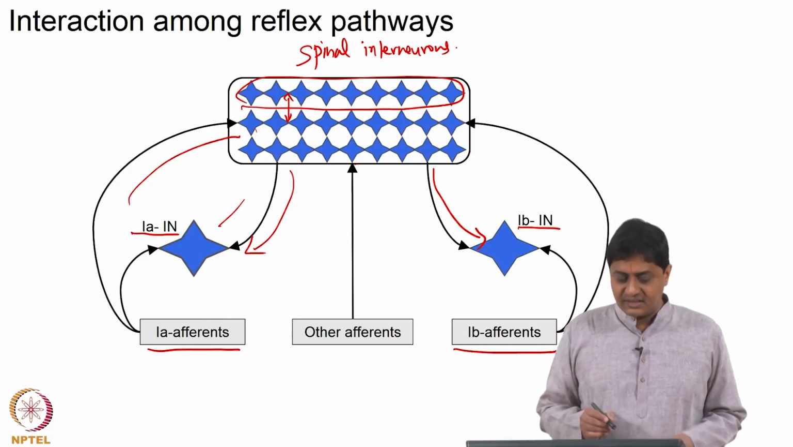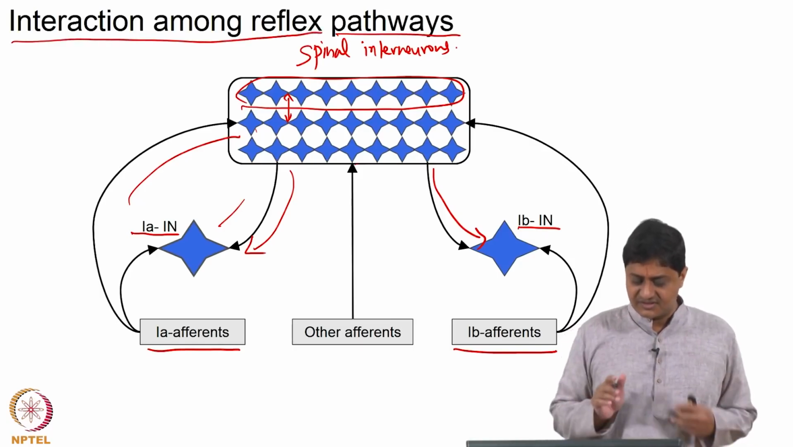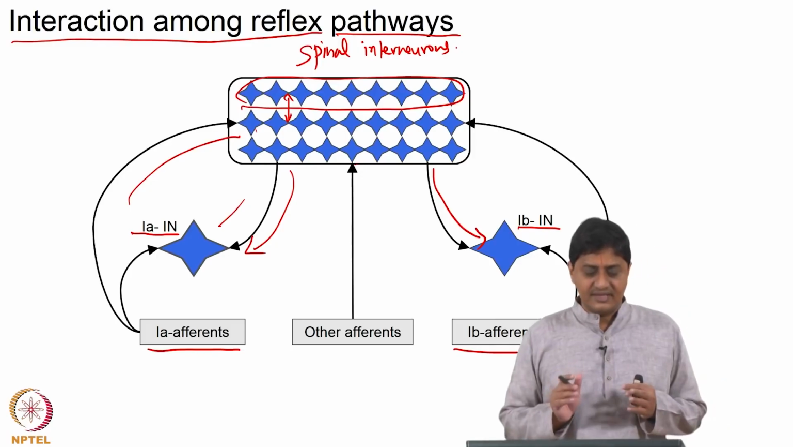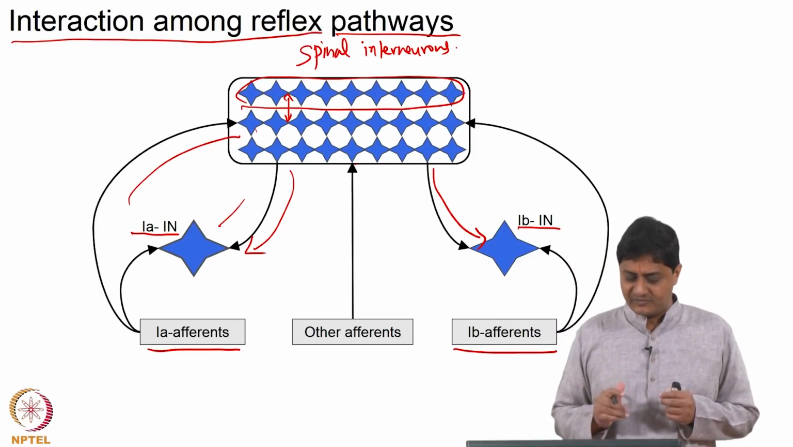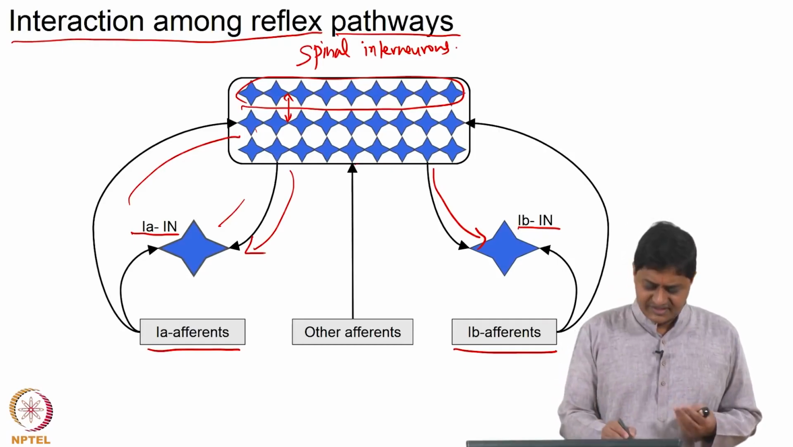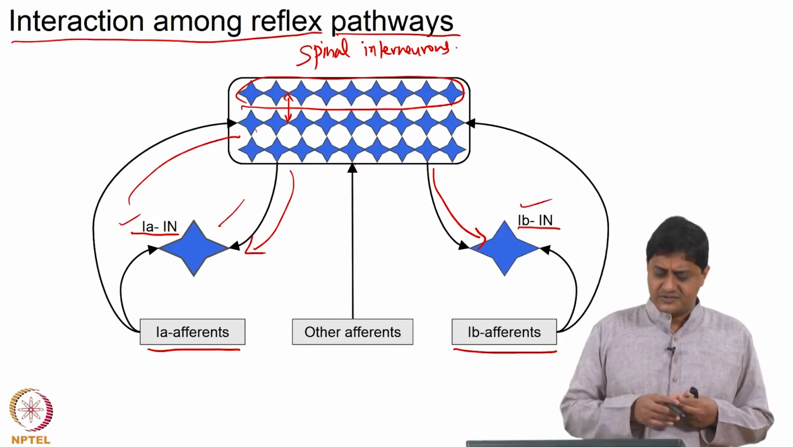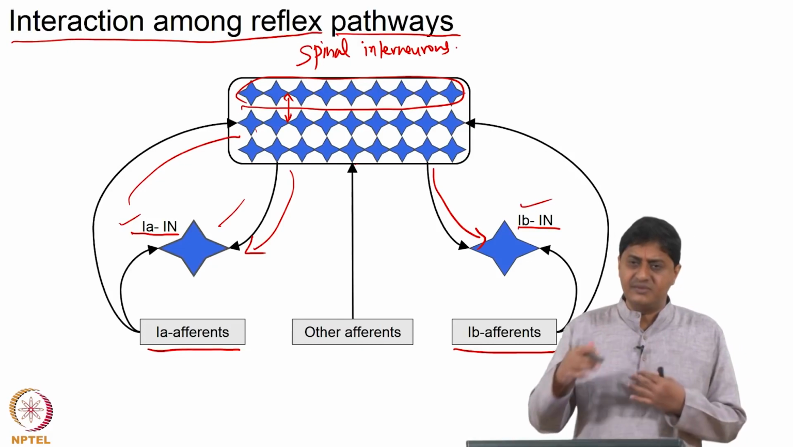So, there is a great amount of interaction among reflex pathways. It is sufficient to say that there is at least convergence and divergence in the reflex pathways, both at, say for example, the 1A neurons, 1B neurons and alpha motor neuronal pools. So, this is going to be a recurring theme in this course.